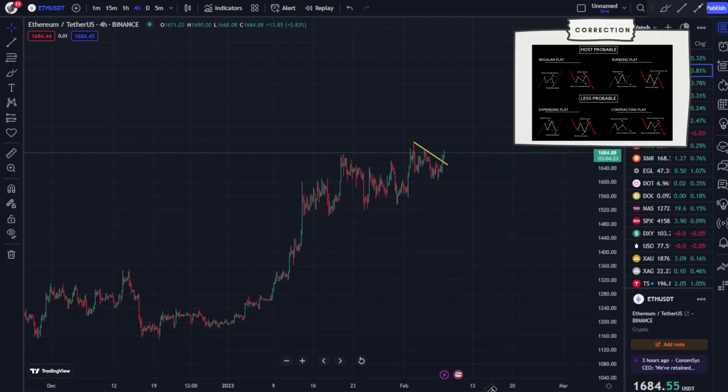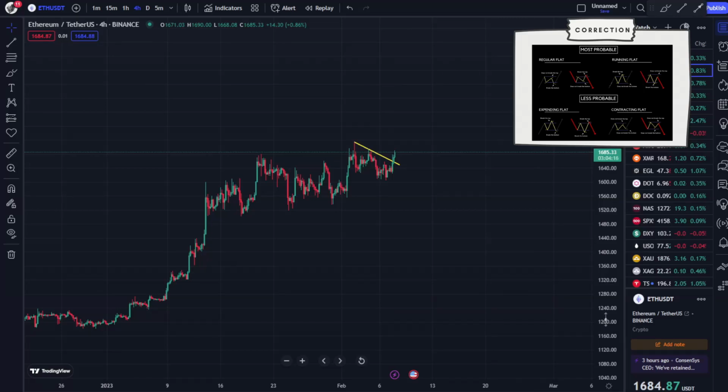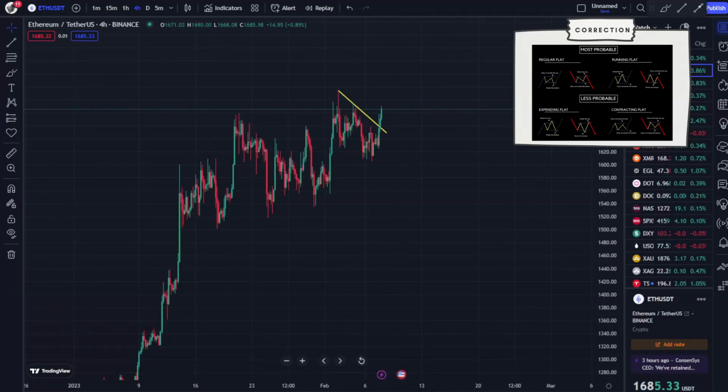So there's two ways to see actually this move. All right, let me just come back at it. There's actually two ways to see it. First one is that this is an expanding, just like Bitcoin is possibly having this as an expanding. So this will be an A move, this will be a B move, and this will be a C move.